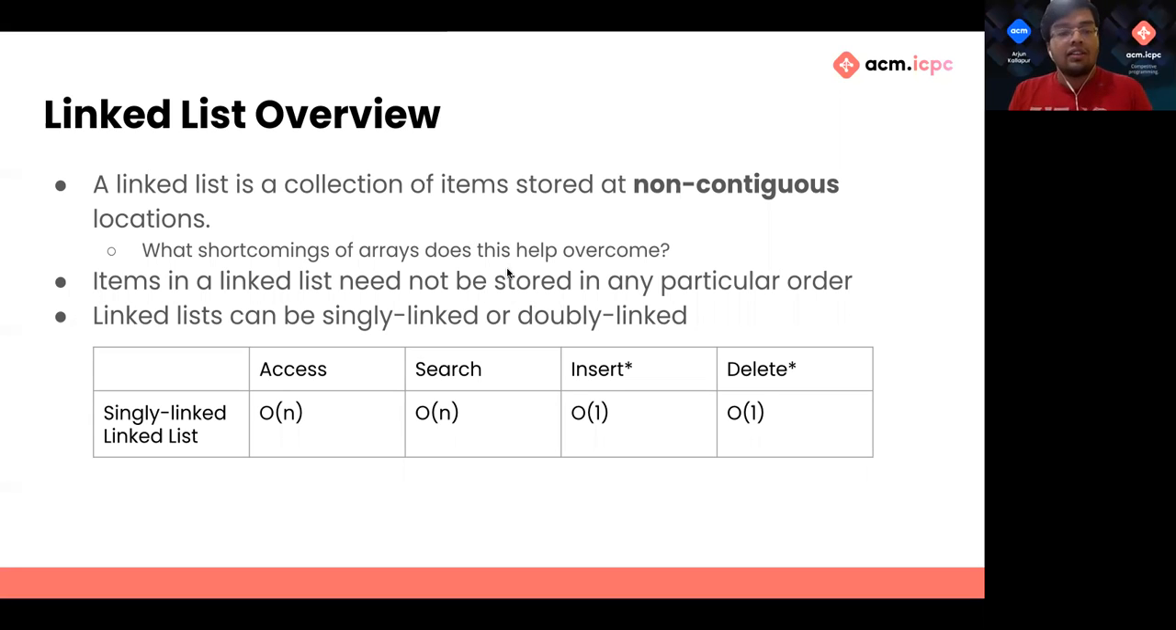Linked lists can be singly linked or doubly linked, which means that your nodes can either point to one node, the node that comes after them, or two nodes, the node that comes before and after. That helps with traversals in some cases. But in my experience in interviews and the like, I've mostly only seen singly linked lists.